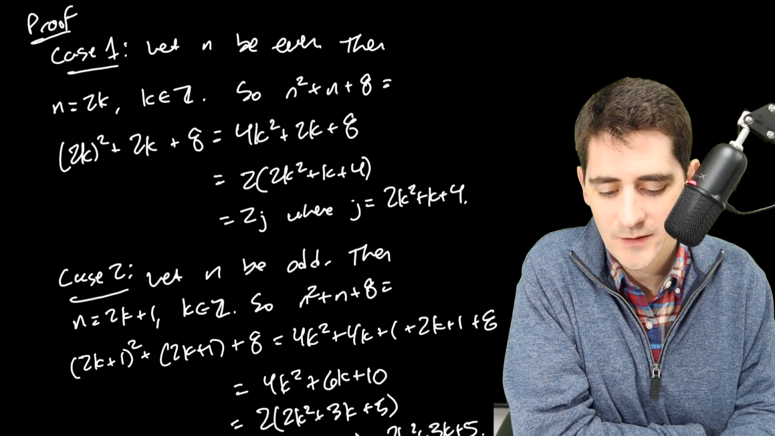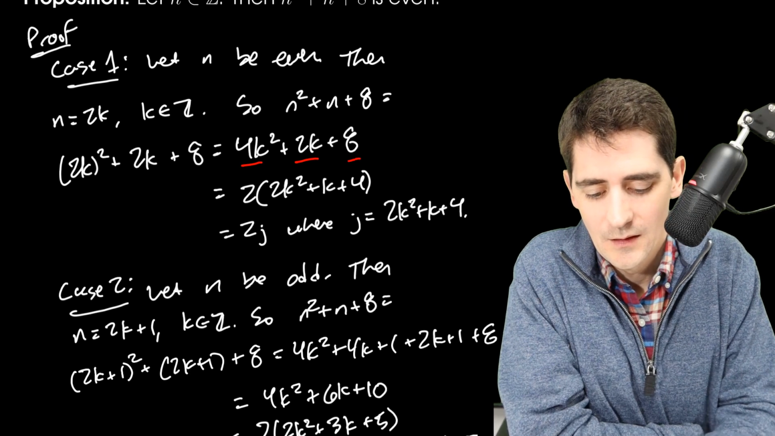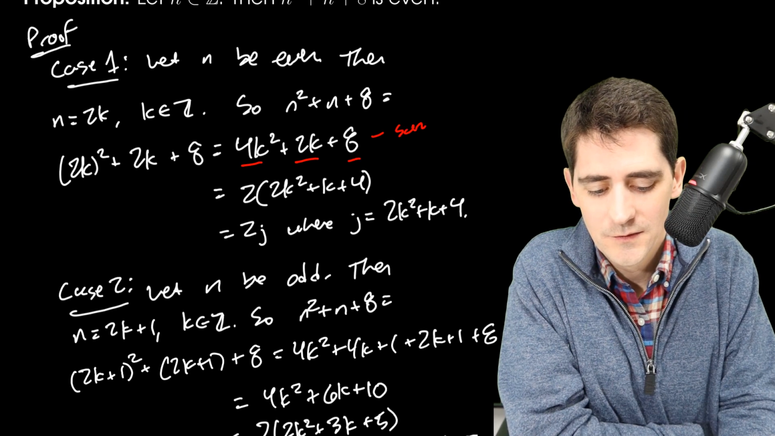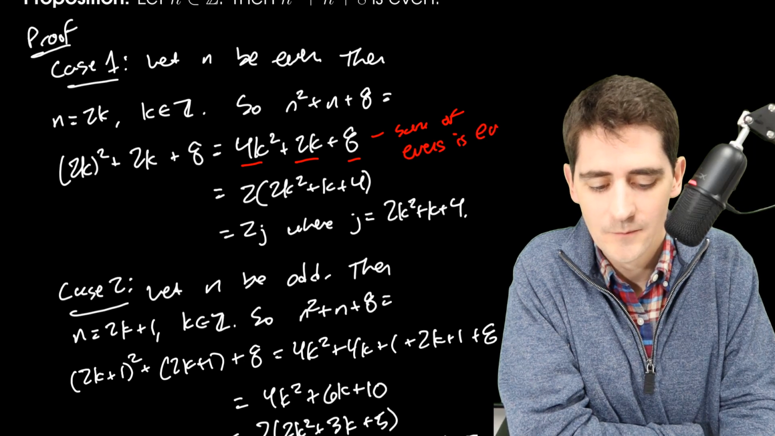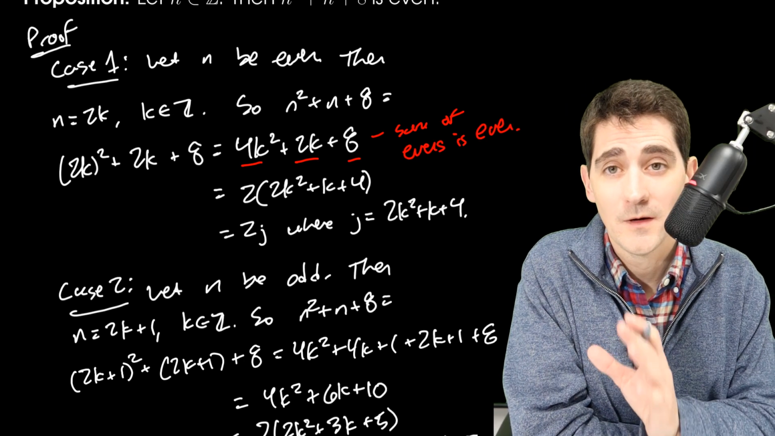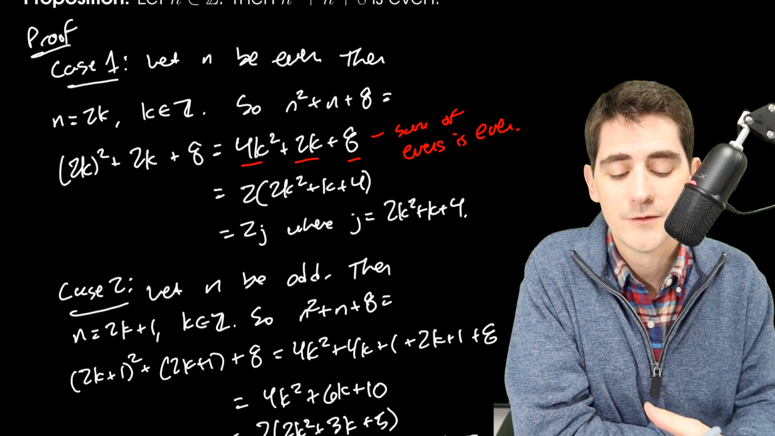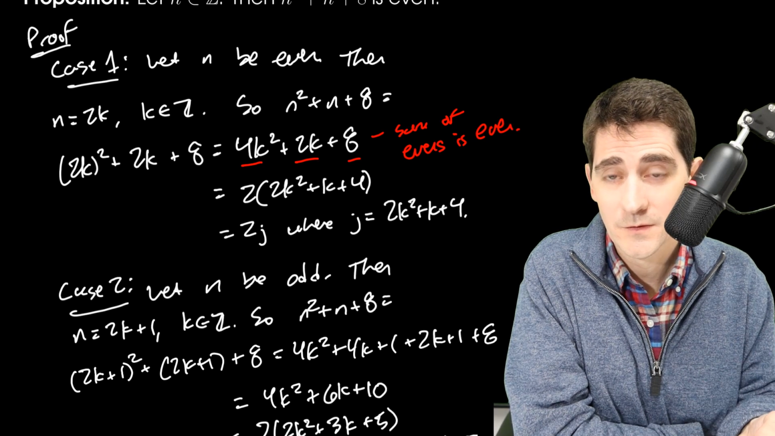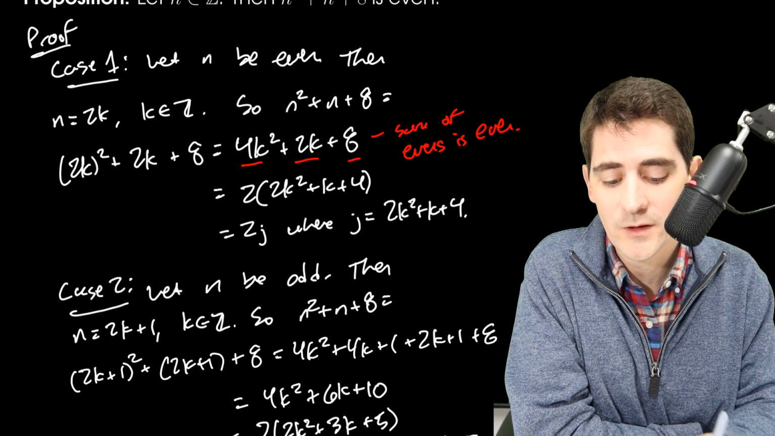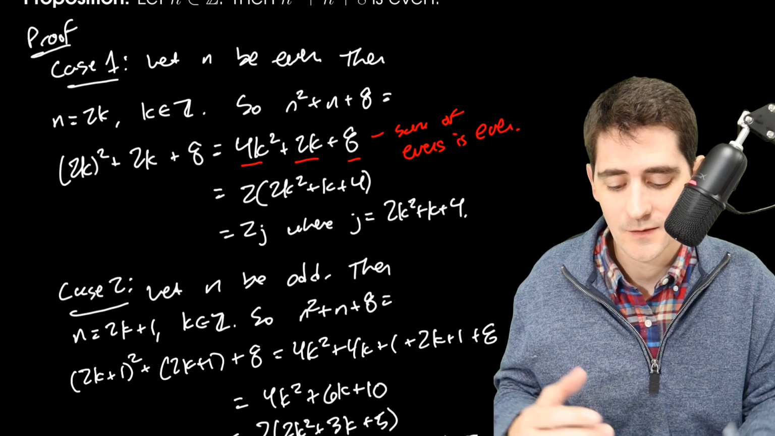I've had students in the past do something like this. They'll get to right here, and then they'll say sum of evens is even. Now that logic is very sound. If you have proven already that two even integers add up to be even, then you are allowed to use it. I said previous results, that is a previous result. So at this point you could say the sum of evens is even, so we're done with that case.